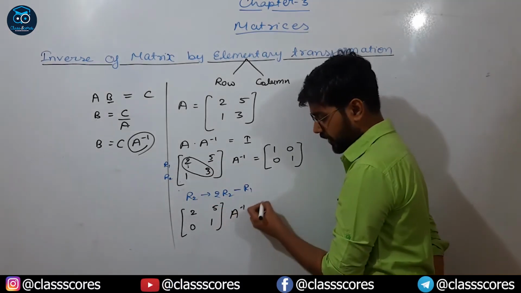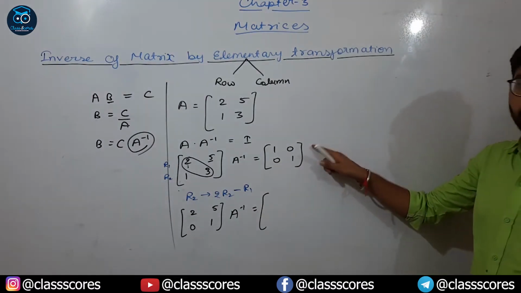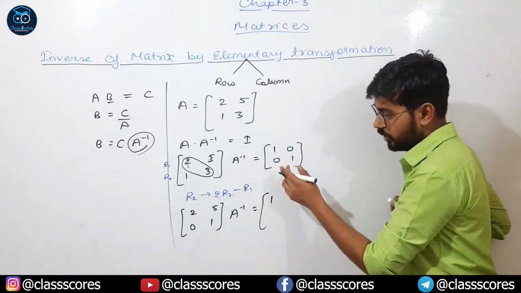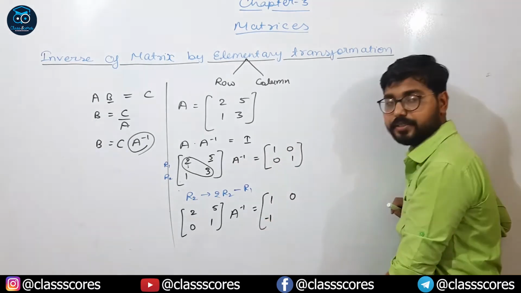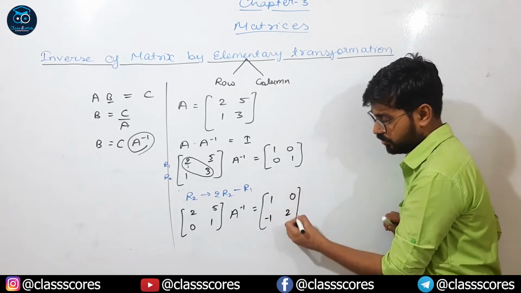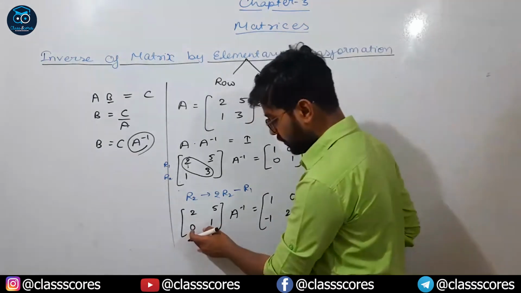Here it is. Now the same transformation is going to be applied on this RHS part. There is no change in the first row. Now in the second row, 2 into 0, that is 0. 0 minus 1, minus 1. 2 into 1, 2. 2 minus 0. Clear? Now this term is already 0.